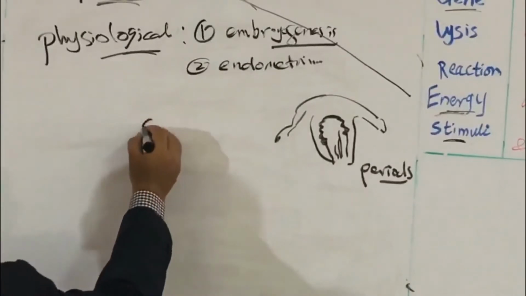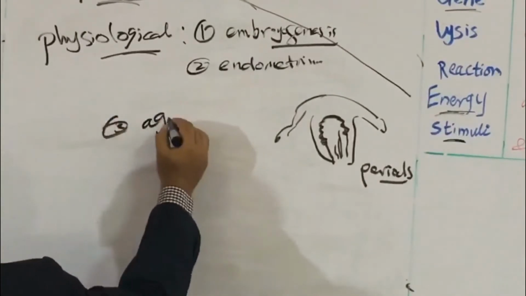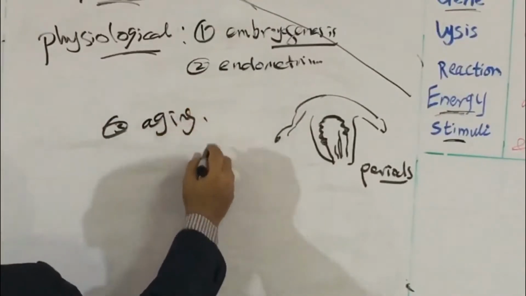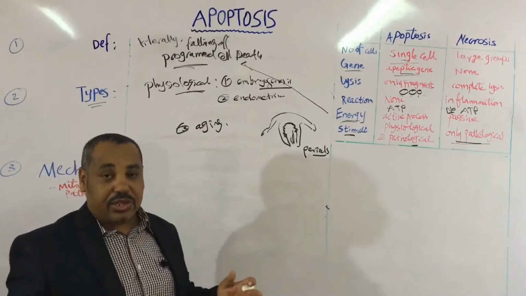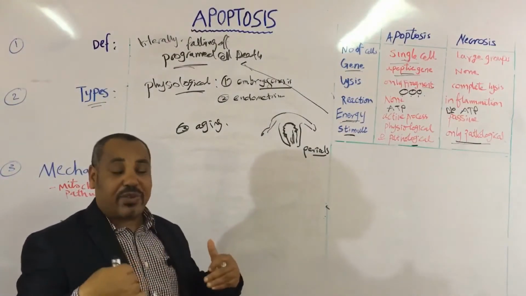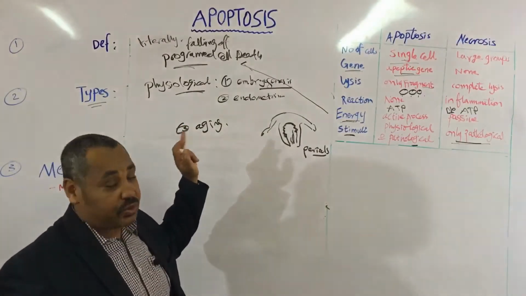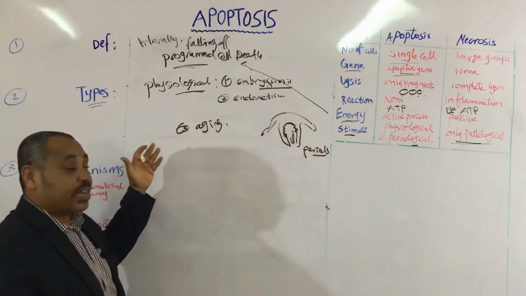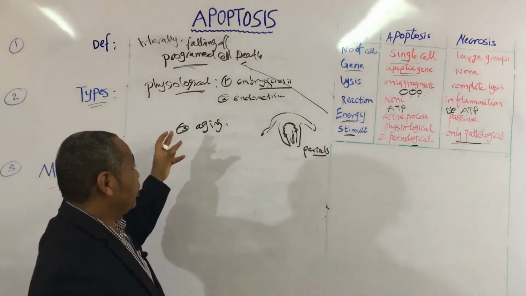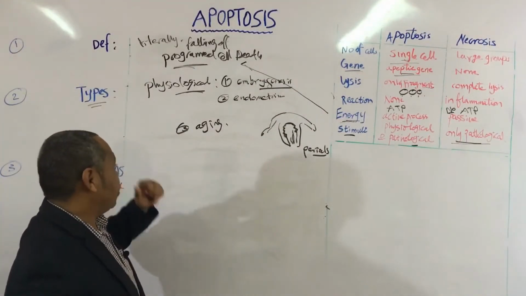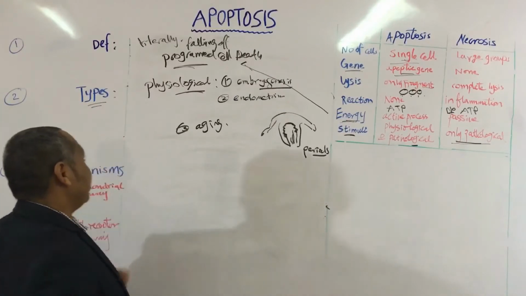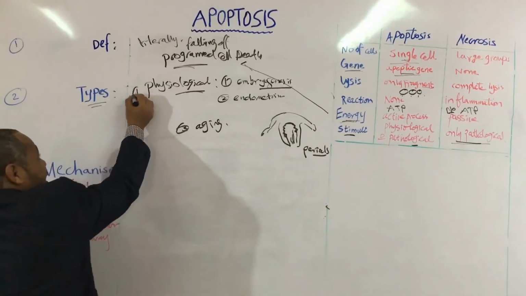Also, number 3, the aging process. In the aging process in our body, you will find a lot of atrophy, and this is also due to apoptosis. And there are a lot of physiological processes in which there is apoptosis. We will talk about it later on. This is number 1, the physiological process.